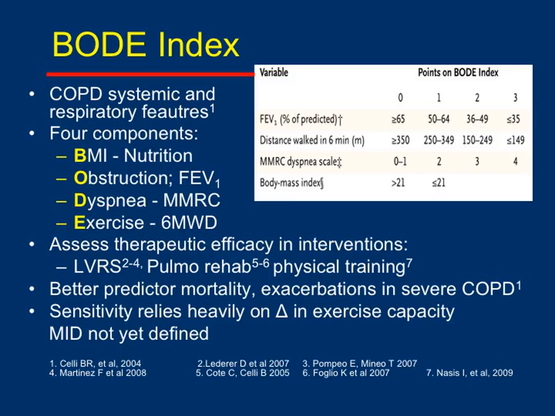And this is the BODE index. I'm going to go ahead because I want to be sure we have some time for questions. The BODE index is a composite score measuring nutrition, FEV1 or obstruction, dyspnea, and exercise using the 6-minute walk test. And it's well validated in measuring change in COPD, particularly in lung volume reduction surgery, pulmonary rehab, and physical training. It is a good predictor of mortality, exacerbations, and readmission. Next slide, please.